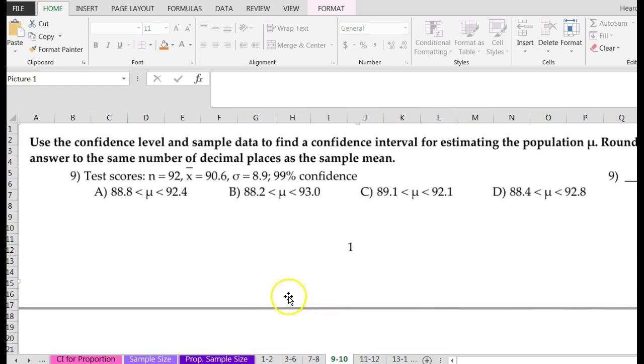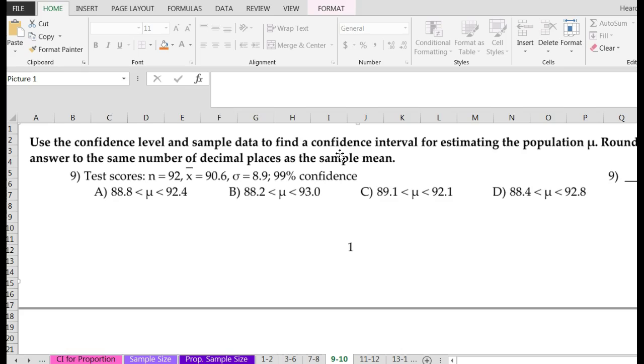On 9 and 10, it says use the confidence level and sample data to find a confidence interval for estimating the population mu. Round your answer to the same number of decimal places as the sample mean. I've got a sample size N of 92, X bar, the mean of the sample, of 90.6. They're giving me the population standard deviation of 8.9 and a 99% confidence.